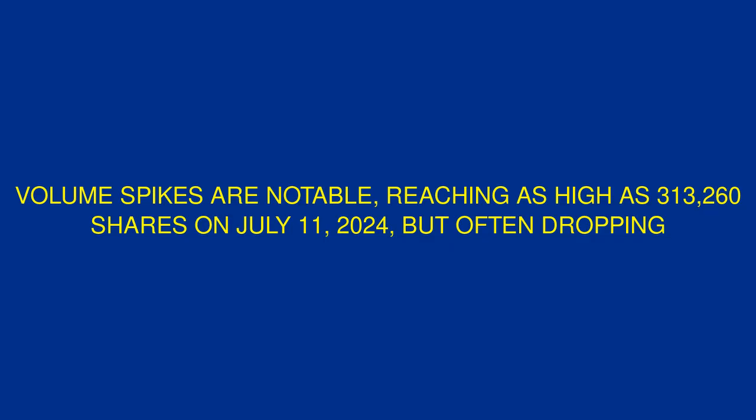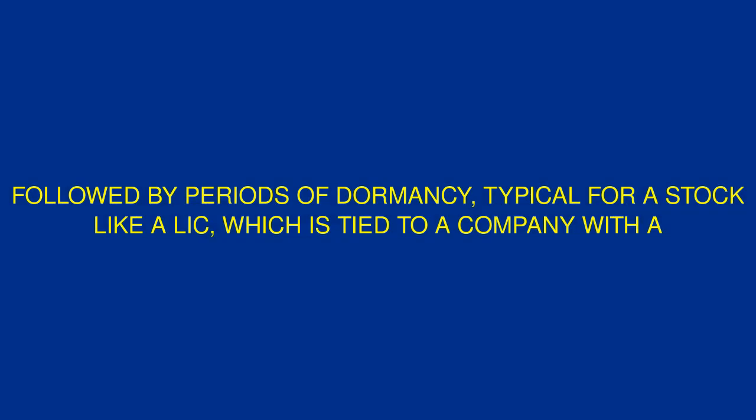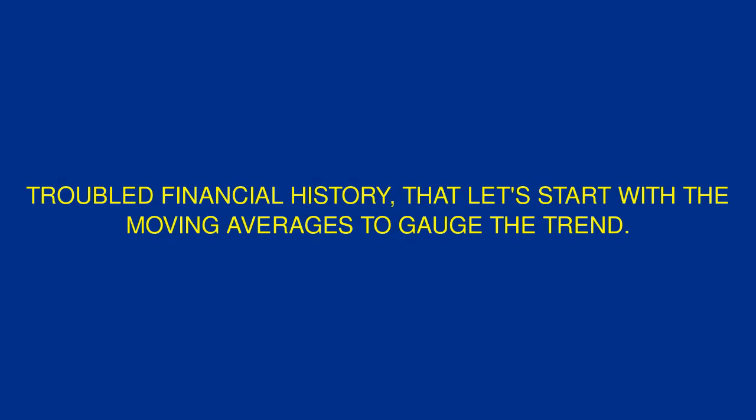Volume spikes are notable, reaching as high as 313,260 shares on July 11, 2024, but often dropping to just 100 shares on quieter days, like May 27, 2025. These swings suggest bursts of interest followed by periods of dormancy, typical for a stock like ELIQQ, which is tied to a company with a troubled financial history. Let's start with the moving averages to gauge the trend.